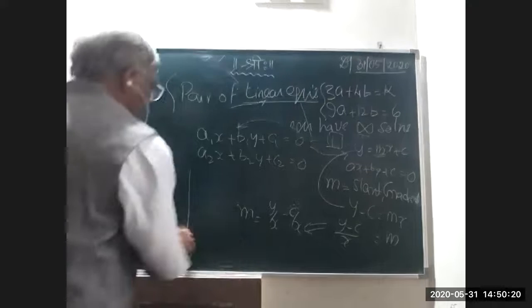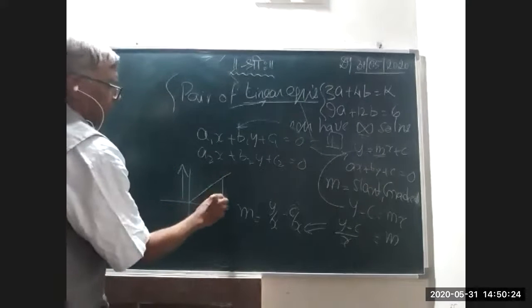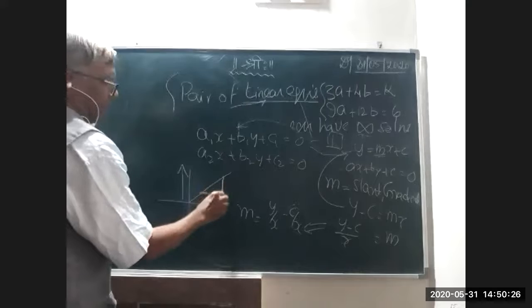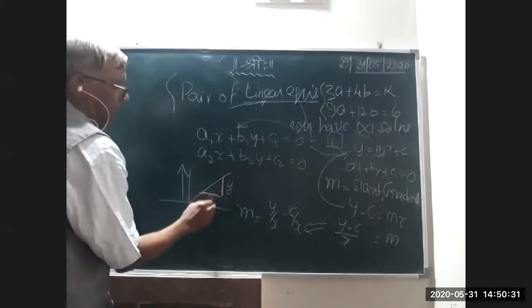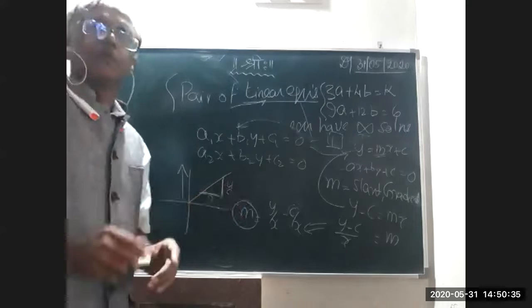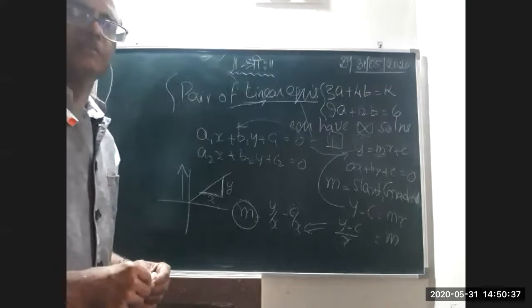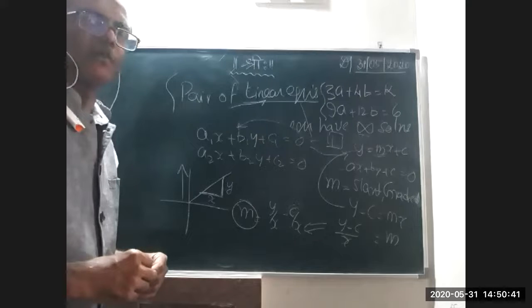What is y by x in our graph? This is the magnitude of y. So if I get a slope here, this is y, this is x. So the ratio y by x is m. This is what you have to understand.